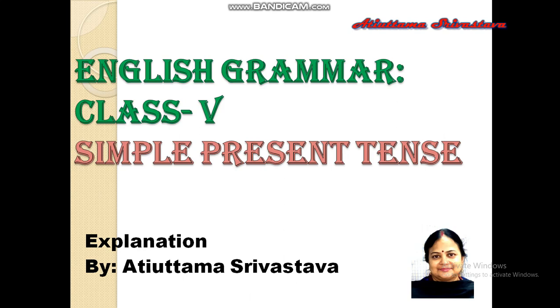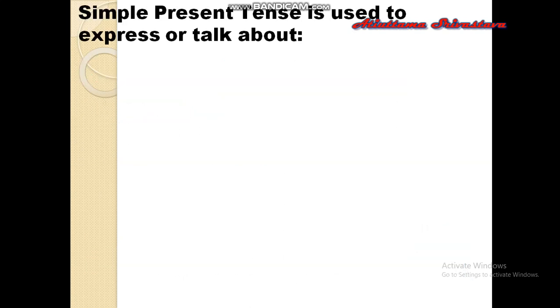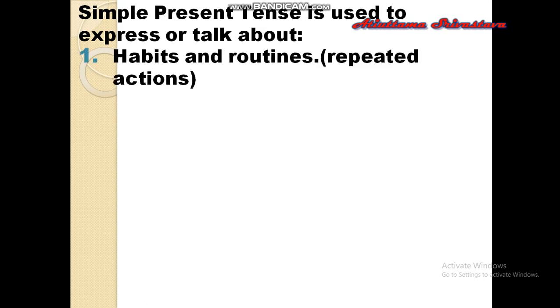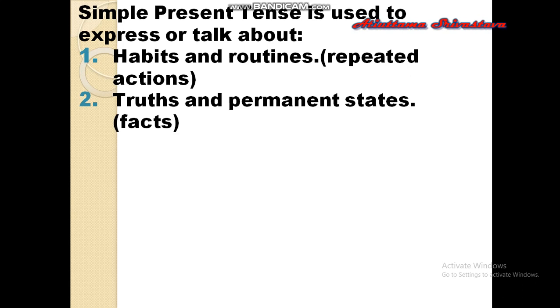Today we are going to do a grammar lesson, simple present tense. Simple present tense is used to express or talk about habits and routines, or you can call it repeated actions. Second, truths and permanent states. You can also say facts.